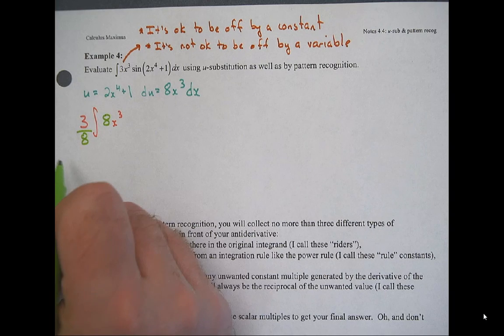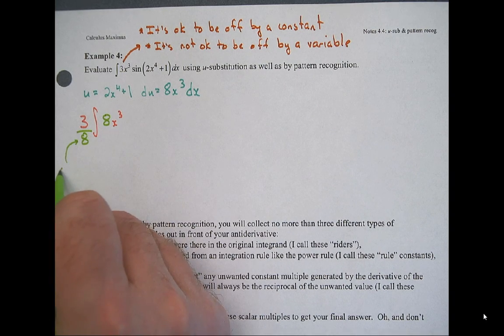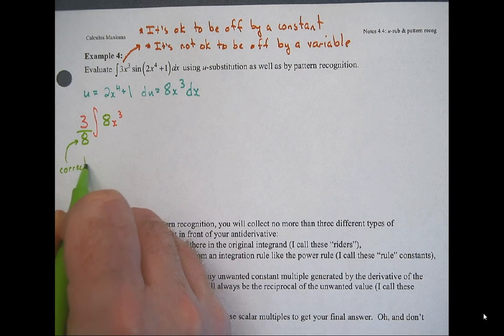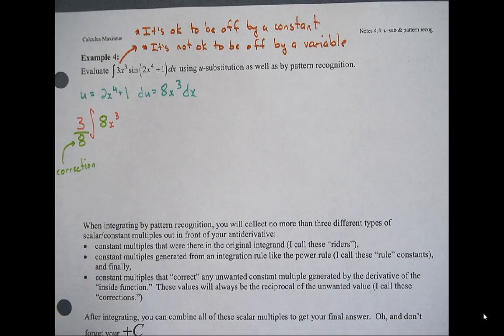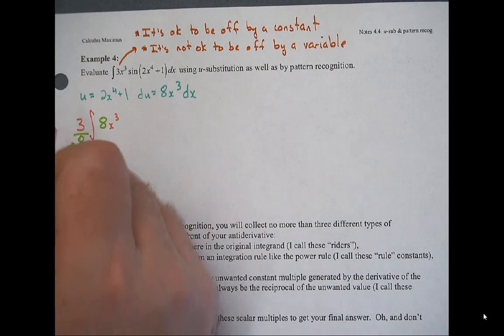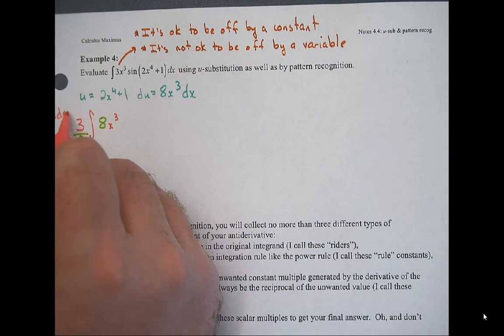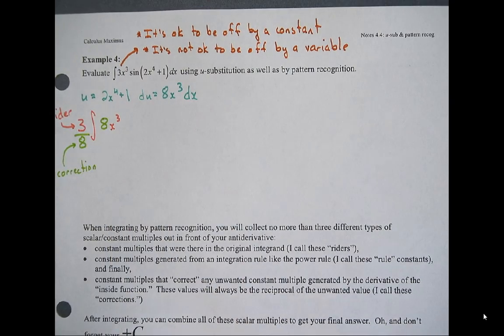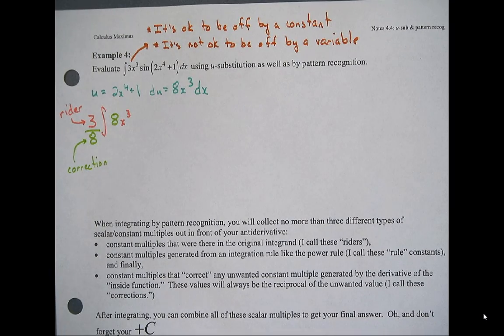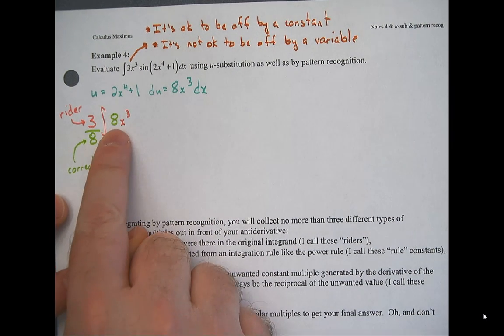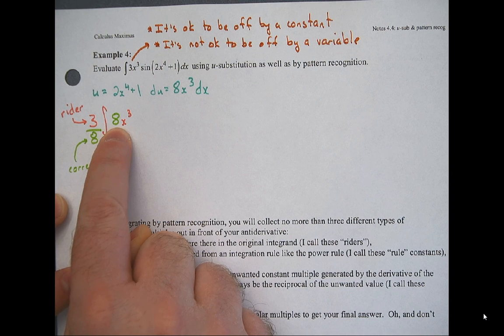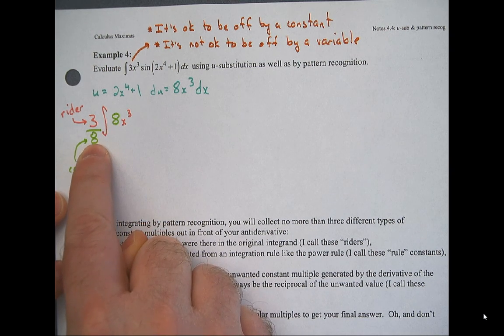Corpy calls this a correction. And he calls this a rider. That constant's going to ride through the problem. The 3 is going to be out there no matter what. We needed an 8, so we needed to create an 8. Well, you can't just magically create an 8 and expect to get the same answer. So we need to correct the 8 that we had. I multiply by 8, so I'm going to correct that with a divide by 8.